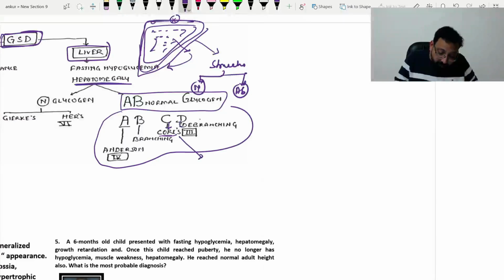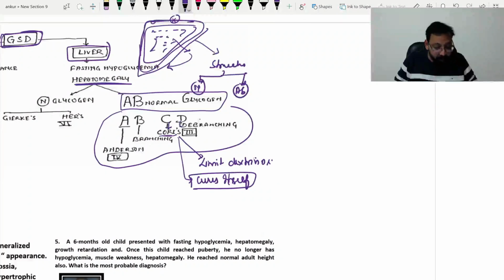In Cori's disease, there is accumulation of limit dextrin. That's why Cori's disease is also called limit dextrinosis. Cori's disease cures itself. Mnemonic means: many times you will find this child or patient, when reaching adolescence, these symptoms will go. Okay, Cori's disease cures itself. Another name of Cori's disease is Forbes disease.